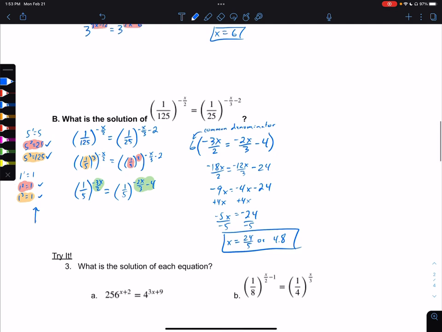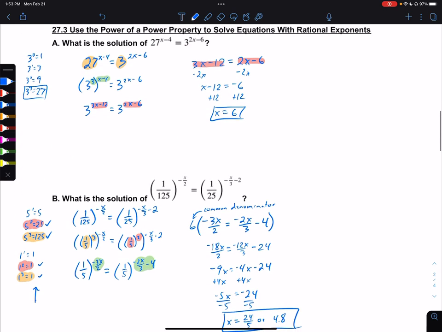So the idea behind these problems is you have to find common bases before you can set the exponents equal to one another. And to do that, you would do kind of what I listed on the left here, where you're just looking to rewrite the terms. And then A, 27, we wanted to rewrite as 3 to the third power. And then B, we wanted to rewrite our fractions to be the same base. Not the easiest problems, but with some practice, you will get the hang of them pretty well.